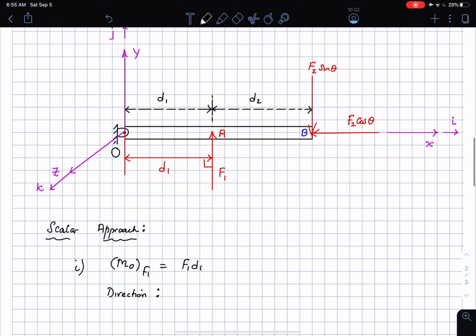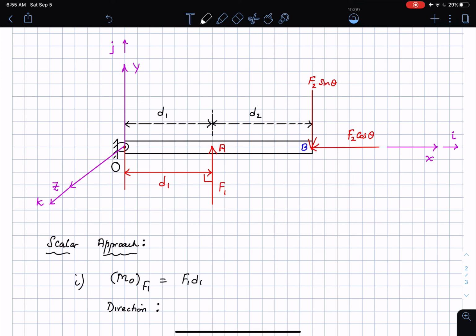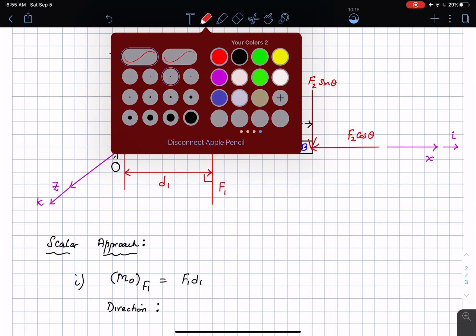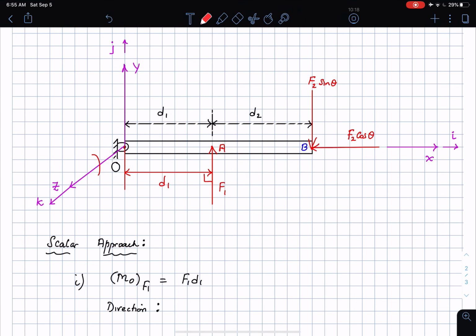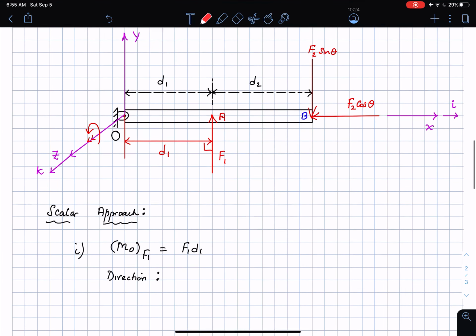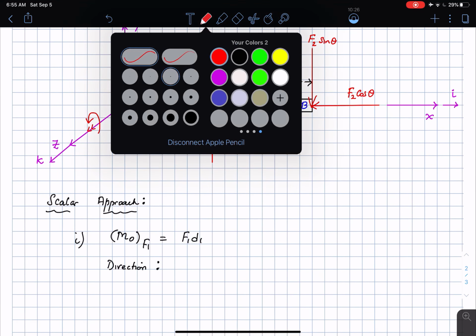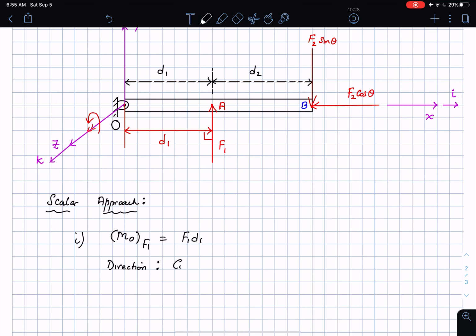Okay, and then what is the direction of this moment? If I use the right hand rule, align fingers of your right hand with the force F1, your palm faces the point O, curl your fingers, direction of the thumb, right? Which means that this is going to be directed in the following manner. It's going to be having a counterclockwise swirl about the Z direction. Okay, it is going to be counterclockwise about the Z direction.